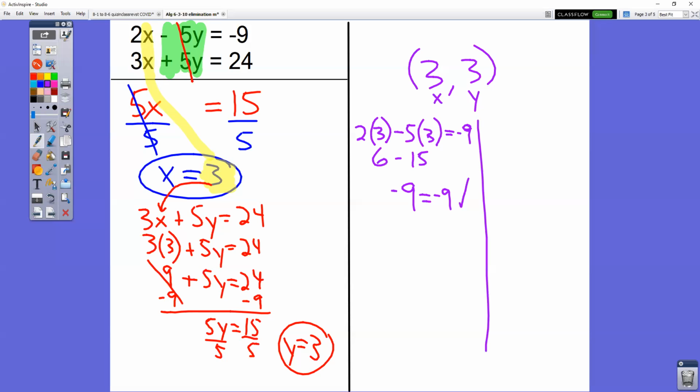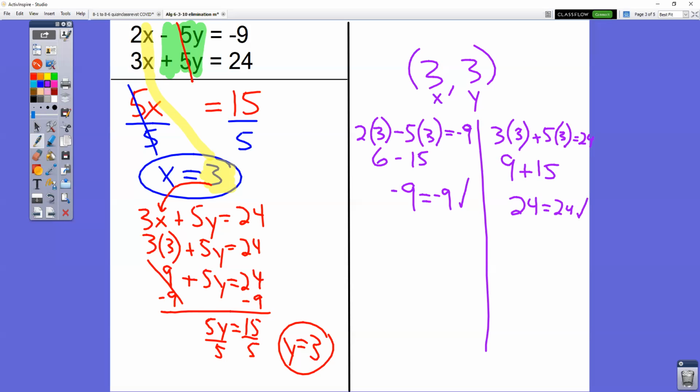Looking in the other equation, instead of 3 times x, we have 3 times 3. Instead of 5 times y, we have 5 times 3. And that has to equal 24. So 3 times 3 is 9. 5 times 3 is 15. 9 plus 15 is 24. So we get 24 equals 24.